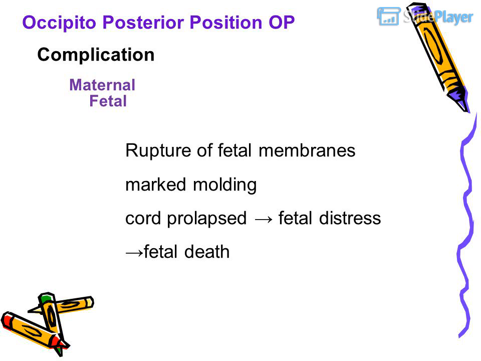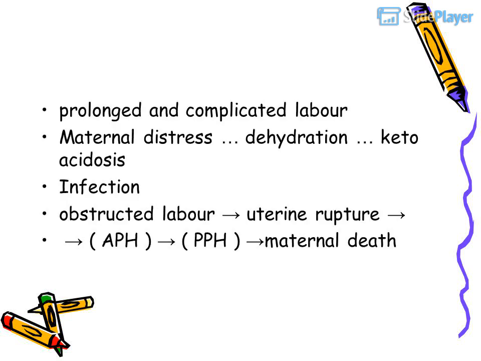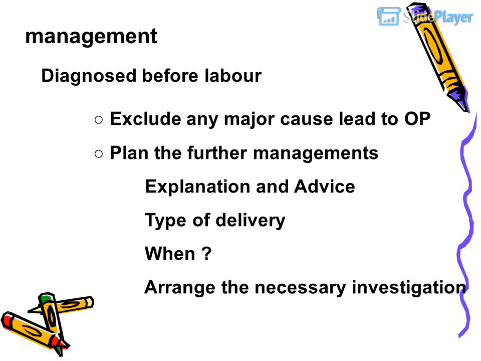Complications. Fetal: rupture of fetal membranes, marked molding, cord prolapse, fetal distress, fetal death, prolonged and complicated labor. Maternal: maternal distress, dehydration, ketoacidosis, infection, obstructed labor, uterine rupture, APH, PPH, maternal death.